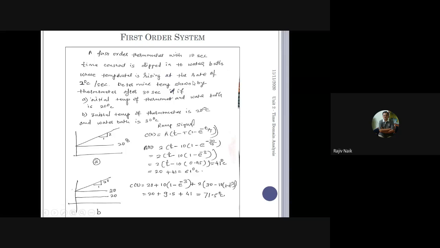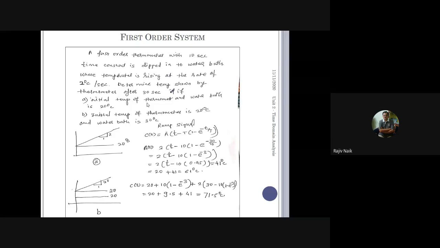Determine the temperature shown by the thermometer after 30 seconds. In that, two parts are given. One, the initial temperature of the thermometer and water bath is 20 degrees centigrade. That means initially the temperature is, suppose, room temperature. Room temperature is say 20, and at room temperature the water bath and thermometer are both lying for infinite time. That means if they are lying there for an infinite time, the temperature of both will be identical, that is 20.